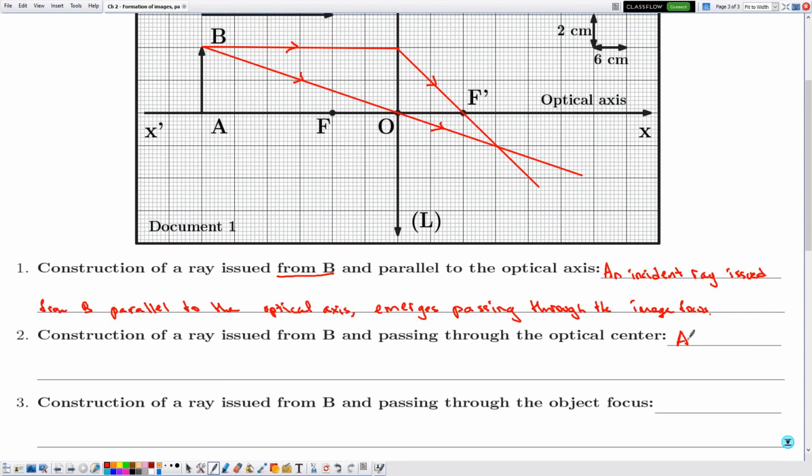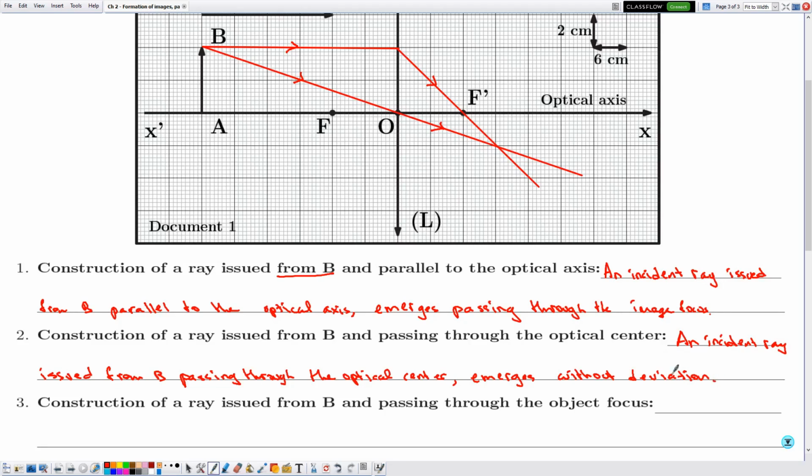Now let's do the justification. Okay, an incident ray issued from B passing through the optical center emerges without deviation.